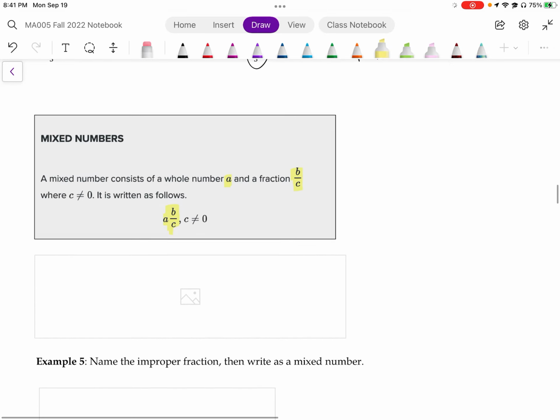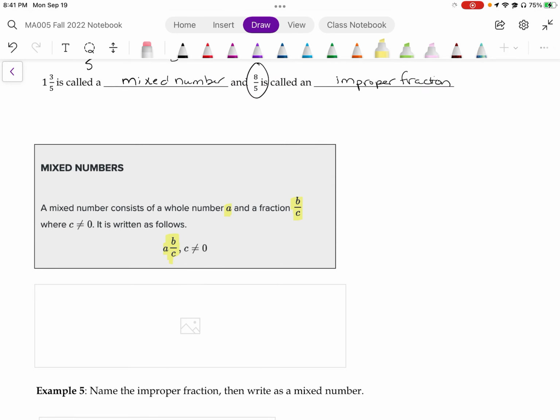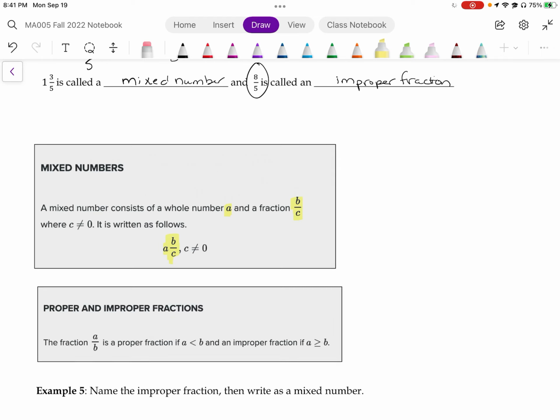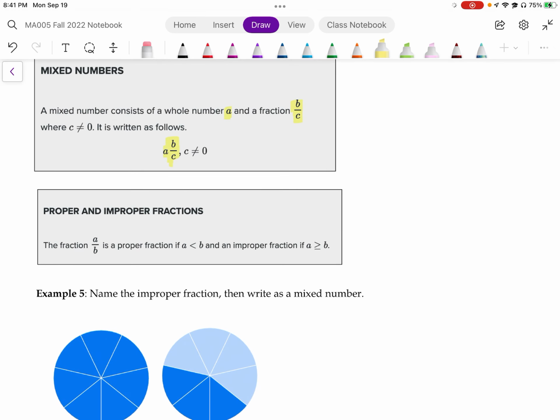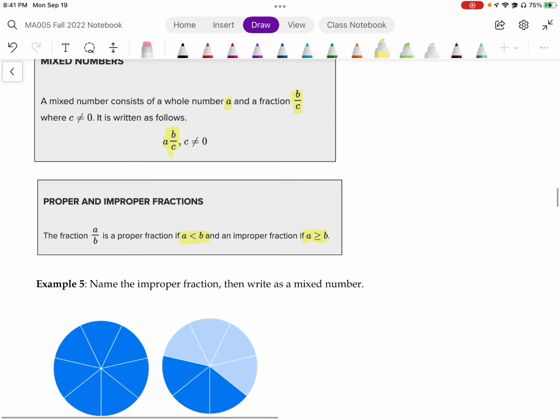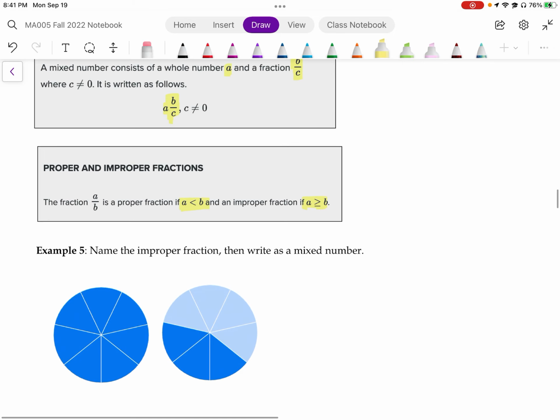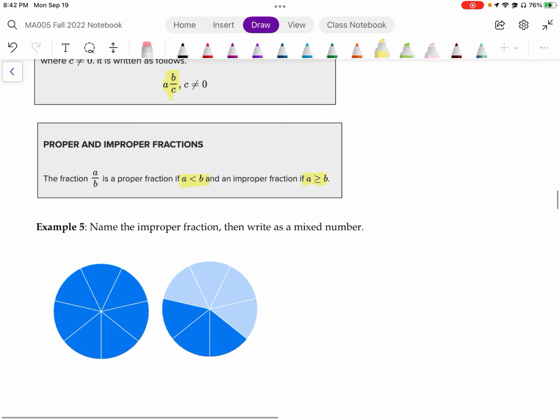All right, so there's a definition there for improper fractions, but my internet is failing right now. So let's look at example 5, name the improper fraction. Oh, there we go. I'm very distracted by my internet not working right now. All right, so the fraction A over B is proper if the top is less than the bottom, and improper if the top is greater than or equal to the bottom. Okay. All right, so name the improper fraction and then write it as a mixed number.